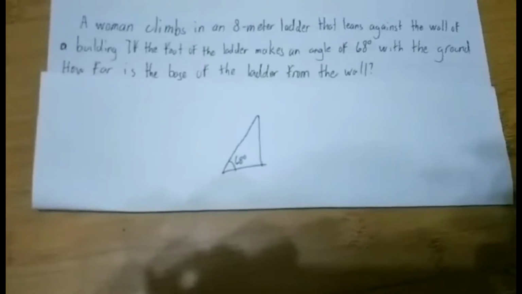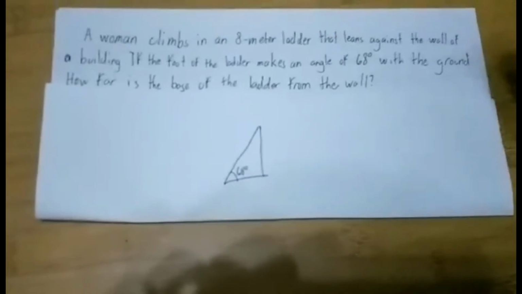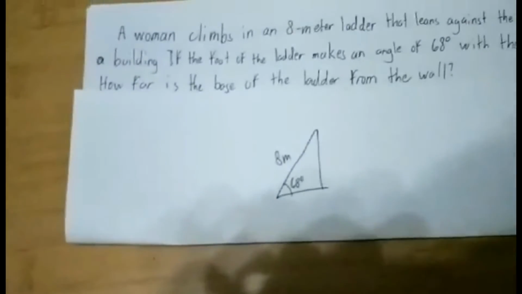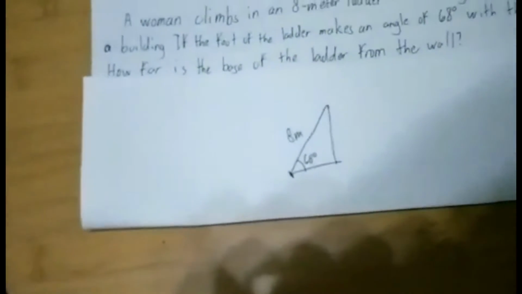A woman climbs an 8-meter ladder that leans against the wall of a building. If the foot of the ladder makes an angle of 68 degrees with the ground, how far is the base of the ladder from the wall? So as you can see here, I already drew the angle of 68 degrees. And so following on, we know that the ladder is 8 meters. So here we have to write 8 meters around here. Now the question asked is, how far is the base of the ladder, which is this part here, to the wall, which is this?